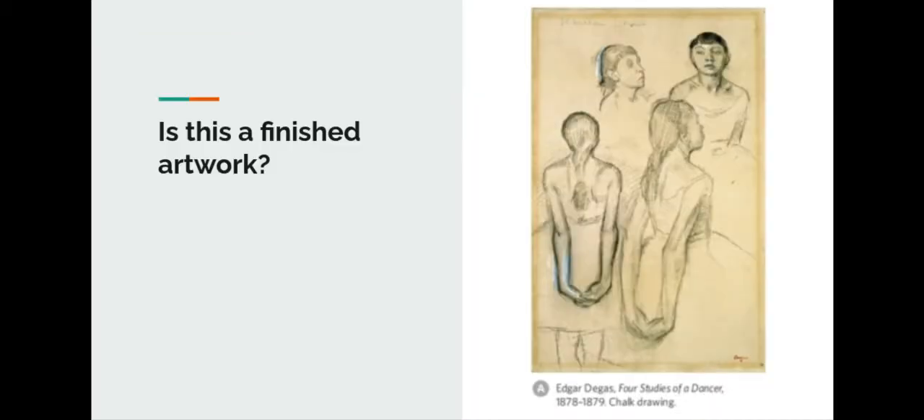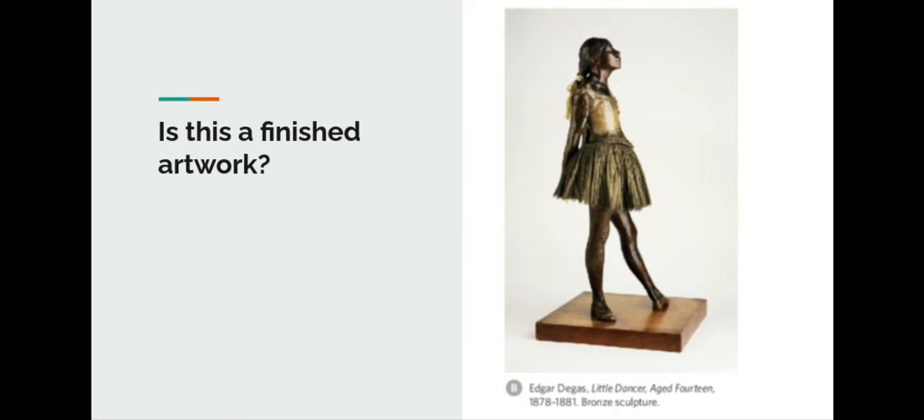Let's look at this artwork by Edgar Degas, Four Studies of a Dancer. Do you think this artwork is finished? If we look at the title, we see the word studies. That means it's actually the artist looking at models and studying them. So the title tells us that it's a sketch or an unfinished piece of artwork. We can see that the artist looked at models to draw this artwork. The ballerinas were the models for these sketches.